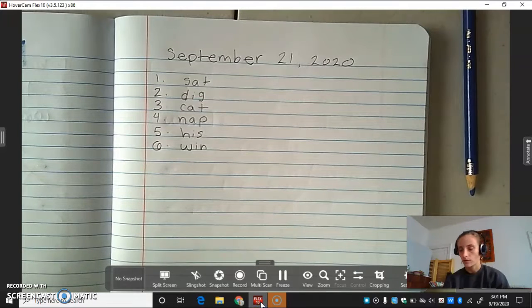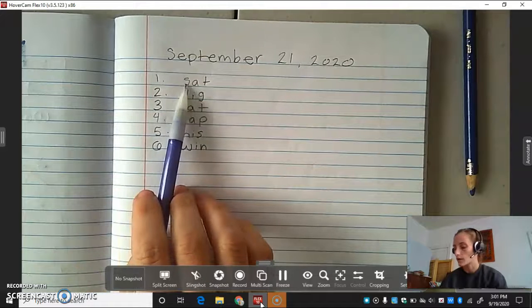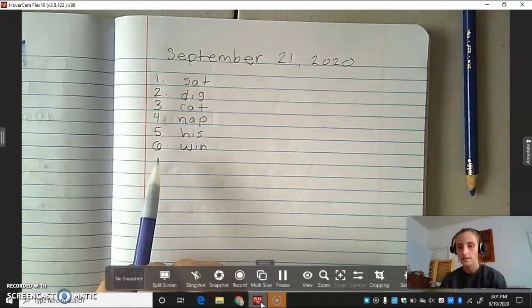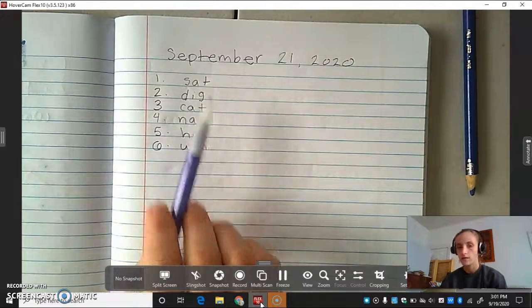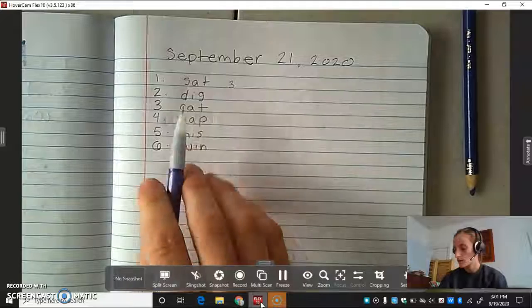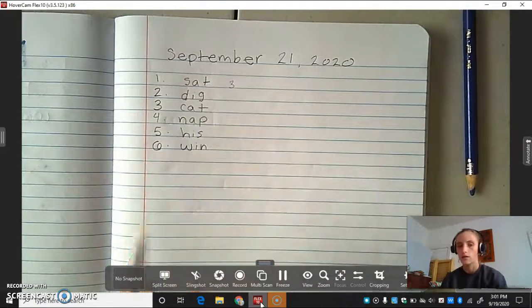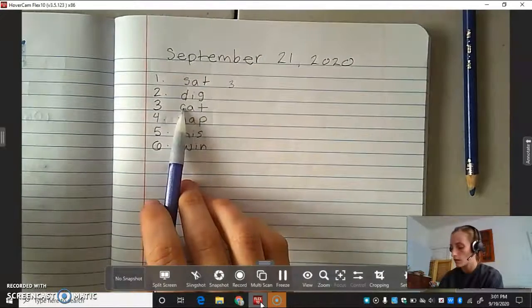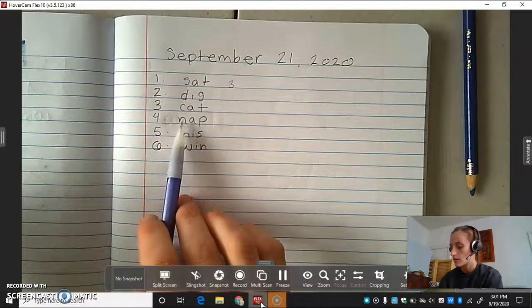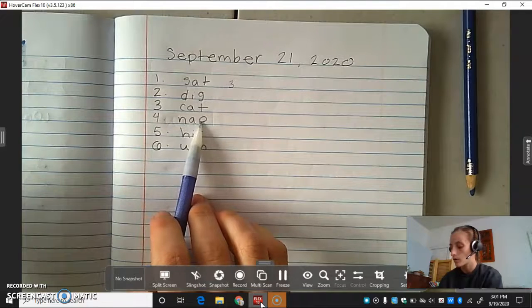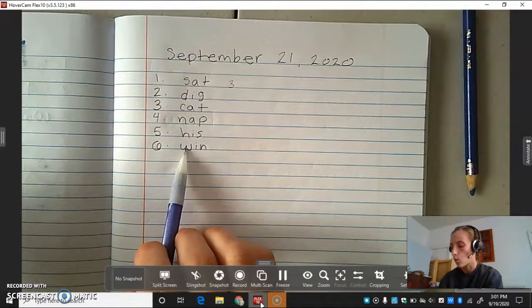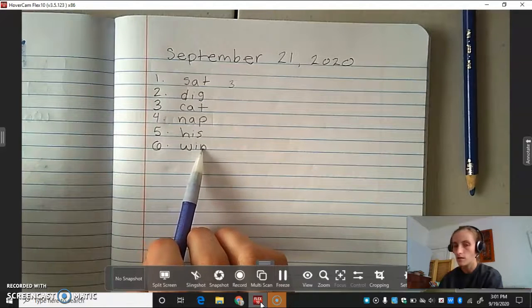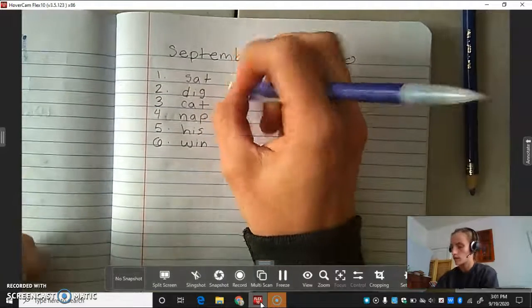Looking at our spelling words here, let's sound them out, starting with number 1. The beginning sound, the middle sound, the end sound. Let's do all the sounds. S, a, t. 3 sounds. D, i, g. 3. K, a, t. N, a, p. H, i, s. W, i, n. Okay, you don't have to write the sounds down.